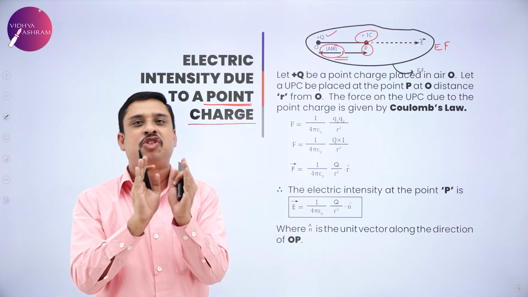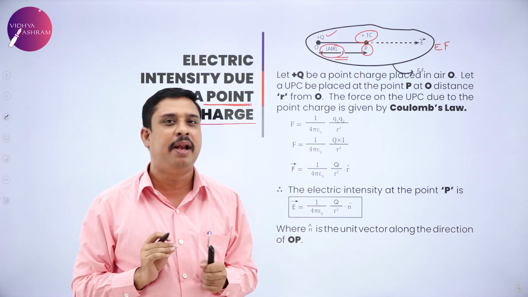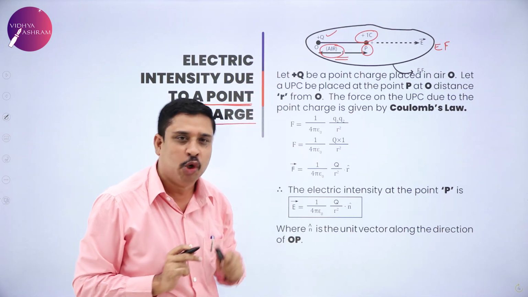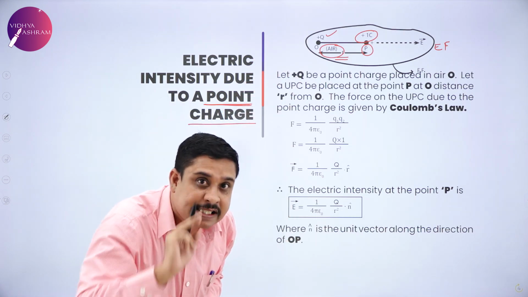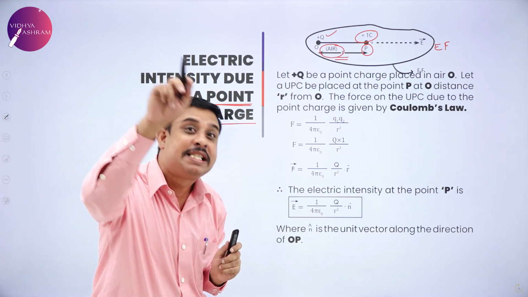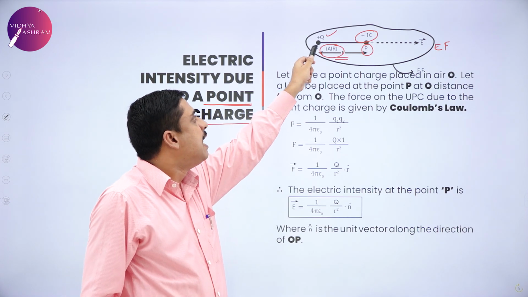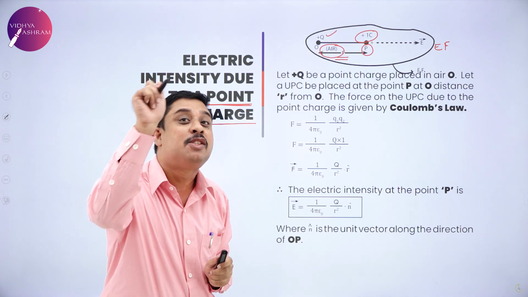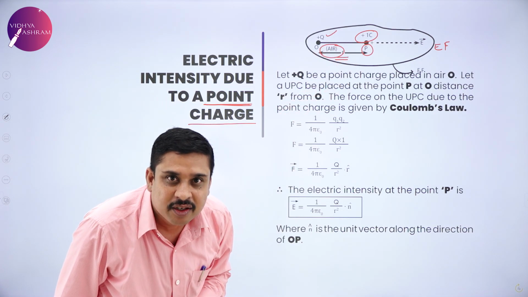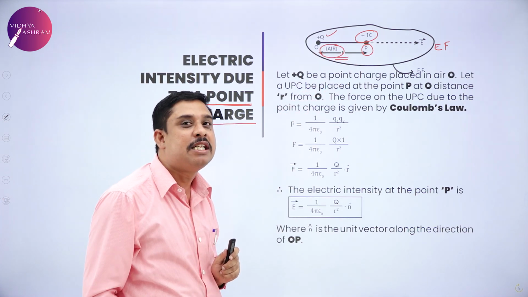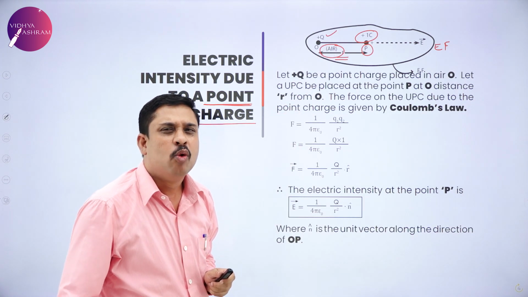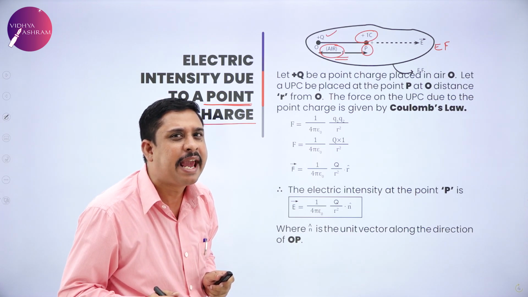So my initial considerations are very simple. Which is my point charge? Plus Q. Where is it placed? At point O. In which medium? Air medium. Where is my UPC placed? At the point P. What is its distance from O? It is r.